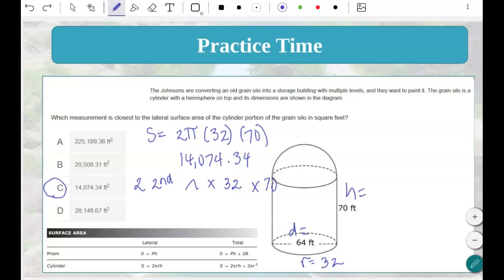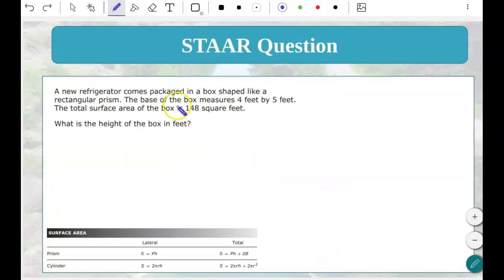All right, next one, let's go ahead and move on. And y'all make sure when you have questions, jot them down, send me an email if you need help with anything. So this was an actual STAR question from 2022. A recent STAR.